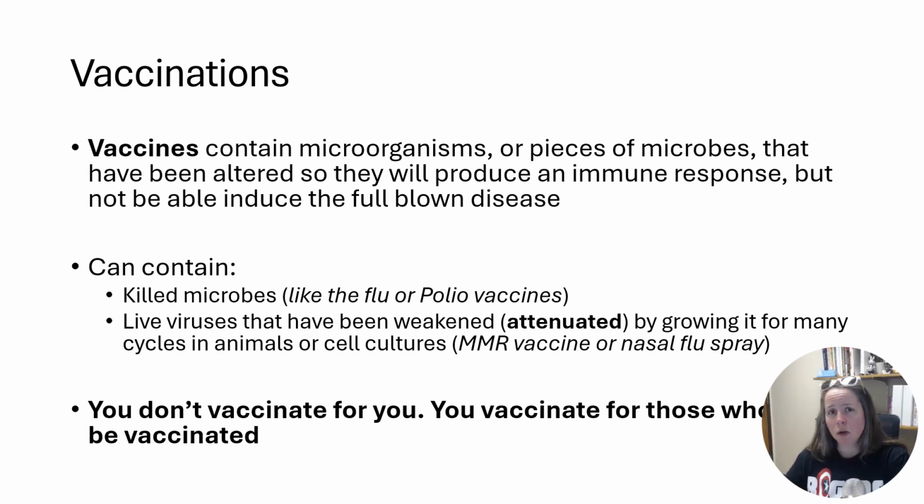You will also have what are called breakthrough infections, which are fairly low, but they are people who got the vaccination but still caught the disease. But that is, again, a very low percentage compared to how many people are protected. So for example, if you have both doses of your MMR vaccine, you are about 97% protected from measles.